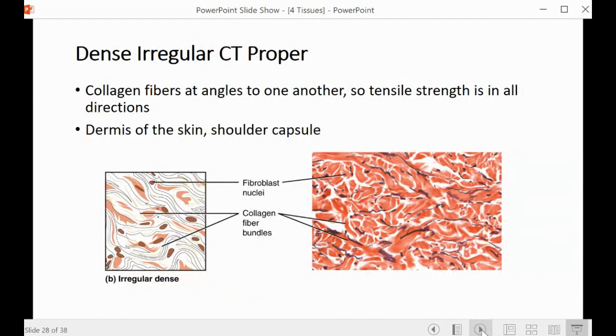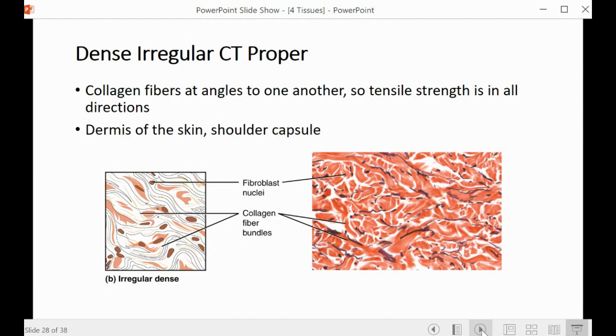Dense, irregular connective tissue proper. Dense, fibers close together. Irregular, we have a lot of angles there. We can't really see that distinguished pattern. So this tensile strength is going to be in all directions. We're going to see this in the dermis of our skin. That's the second layer of our skin. And then our shoulder capsule.